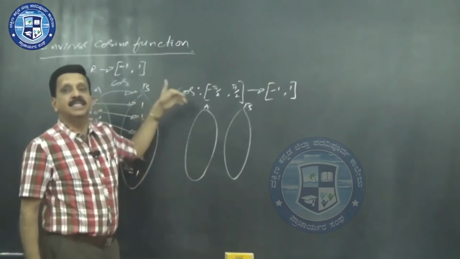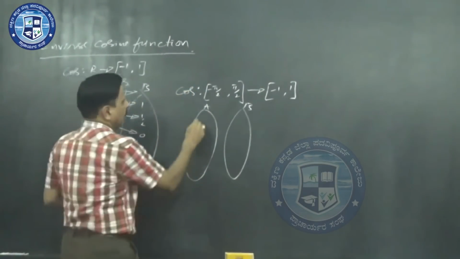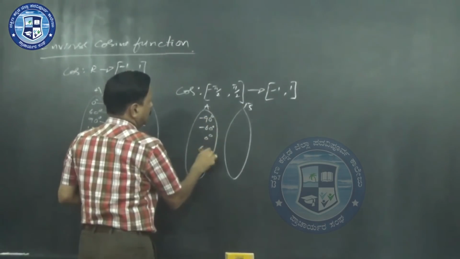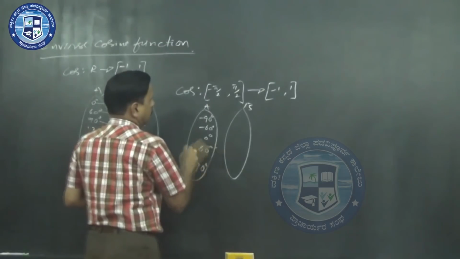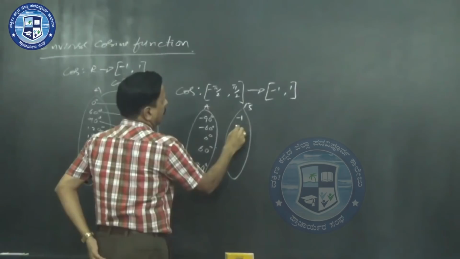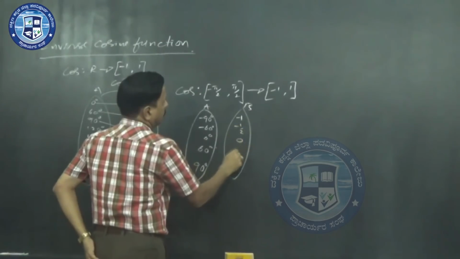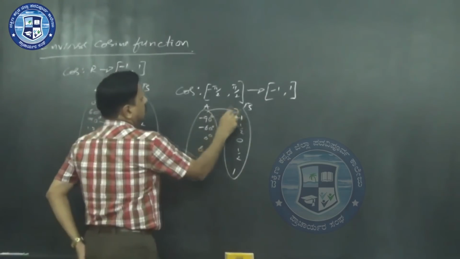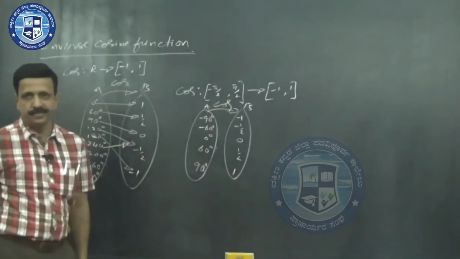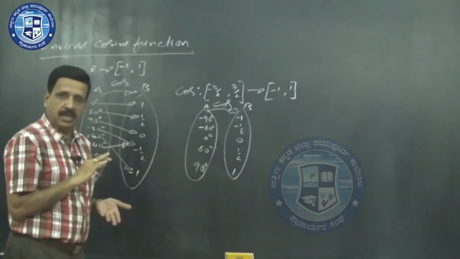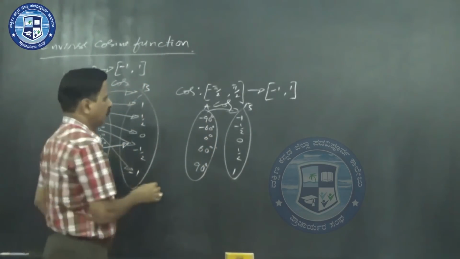But whether inverse exists for that or not, we have to check. Okay, minus 90, minus 60, 0, 60 and 90. Let us see. And we will take minus 1, minus half, 0, half and 1. This is the cosine function. Let us see. Cos of minus 90, cos of minus theta is cos theta, so it is 0.